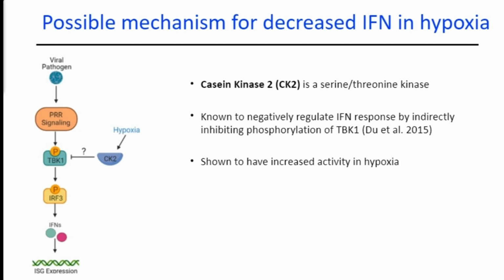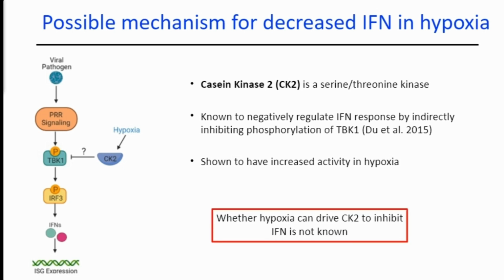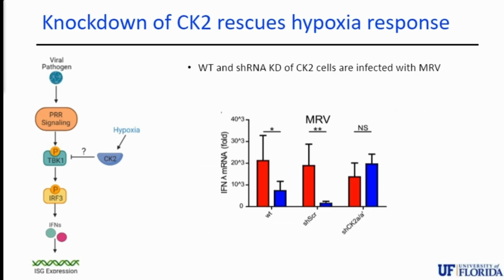Interestingly, it was known that CK2 can negatively regulate interferon response, and it was also shown that the activity of CK2 can be regulated by hypoxia. But whether or not these two could be linked was not addressed, and this is where we started to dig. For this, we used an shRNA approach to knock down the expression of CK2 and repeated our MRV infection. As you can see here, in my wild-type condition or my shRNA scramble control condition, under hypoxia I have less immune response compared to normoxia. However, in CK2 knockdown cells, I now have no difference between normoxia and hypoxia.